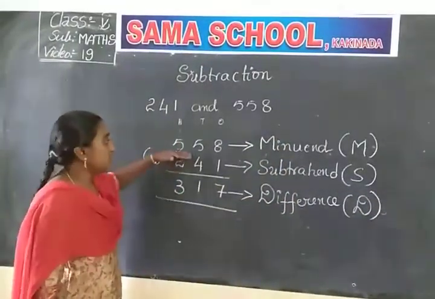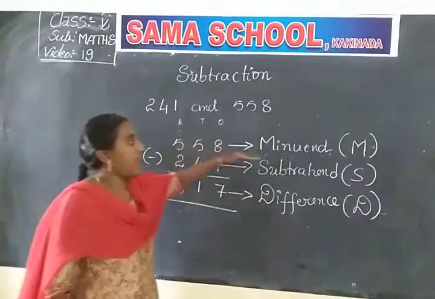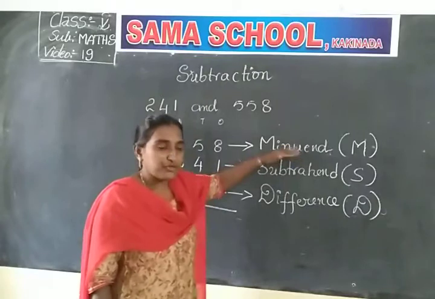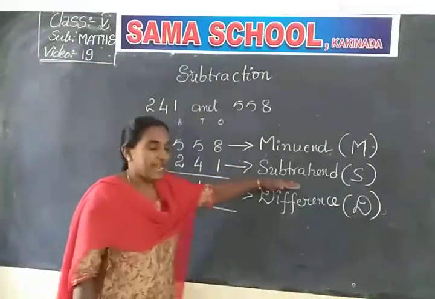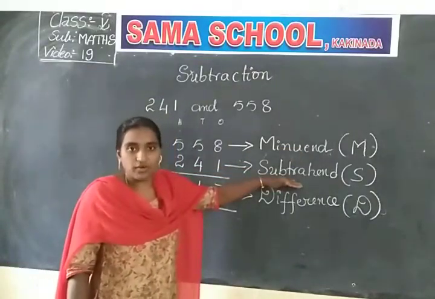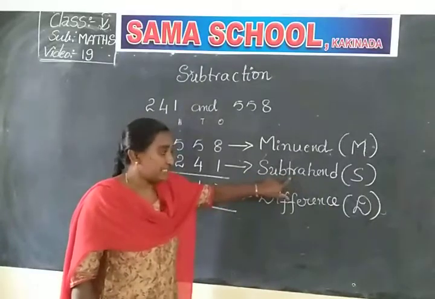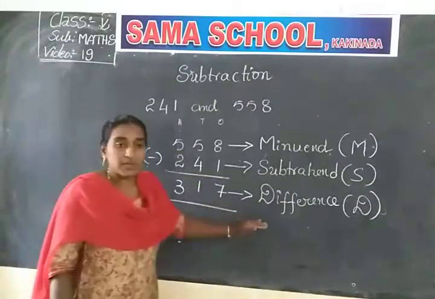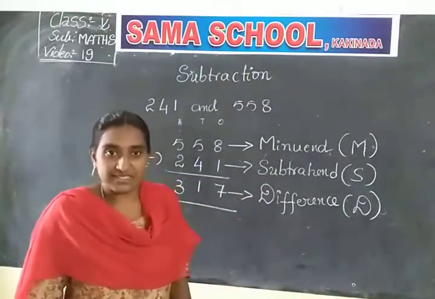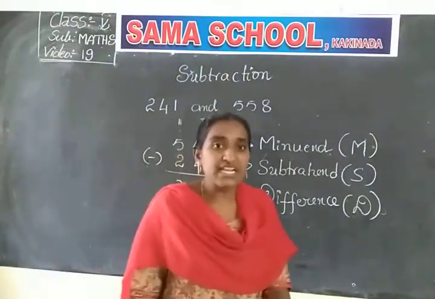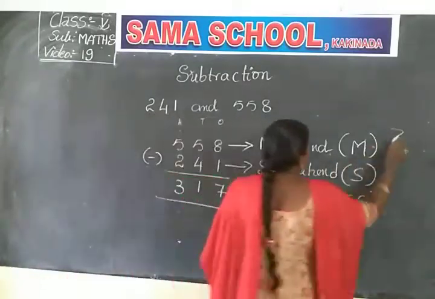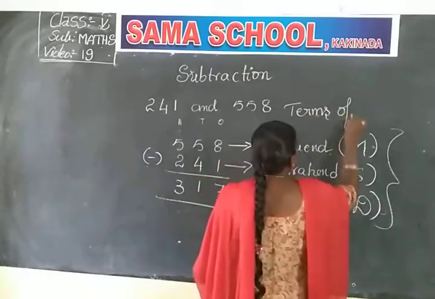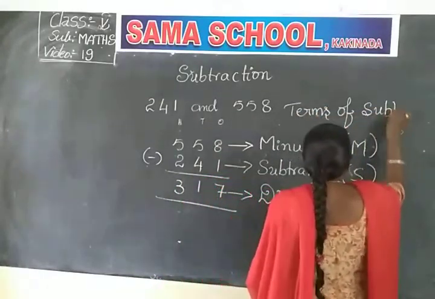So what is the first term of subtraction? Minuend. The first term of subtraction is minuend. The second term of subtraction is subtrahend. Don't be confused. And the result of subtraction is known as difference. And these are all called the terms of subtraction.